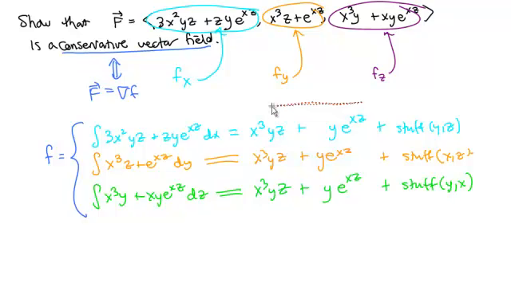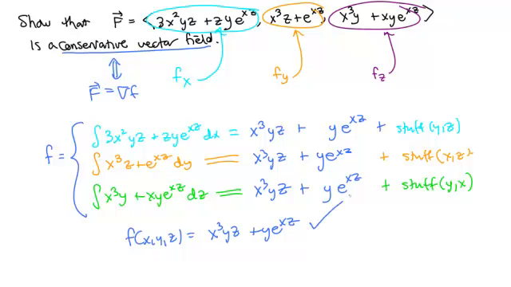Just notice that all three of our statements agree on this part right here. So if we took f of x, y, z to be the function x cubed yz plus y e to the xz, we could quickly double check that its gradient does in fact do the job right here. The gradient of f is capital F. So since capital F has an antiderivative, we now know that capital F must be conservative.